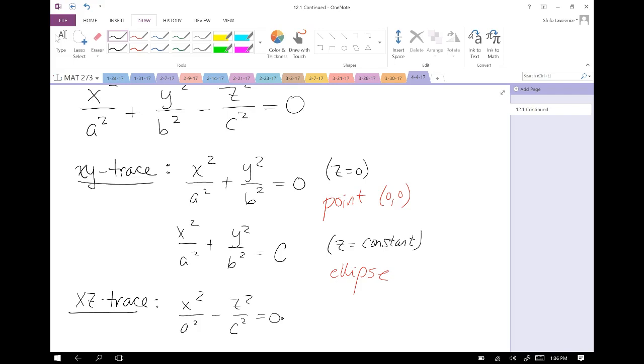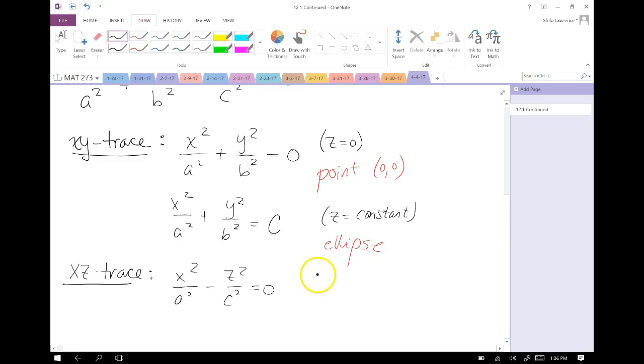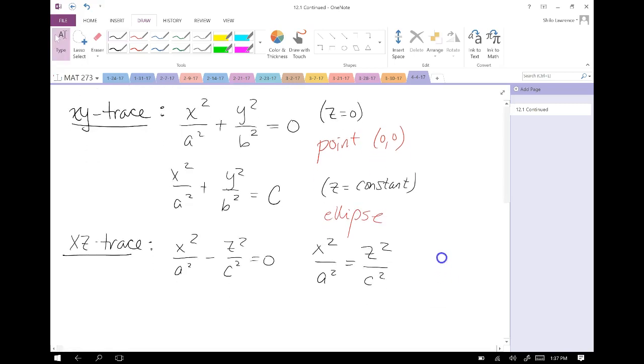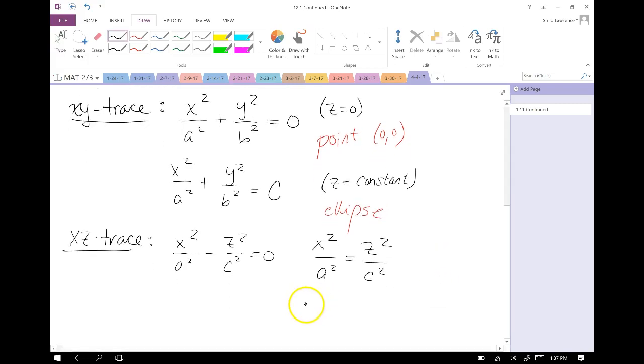Add z squared over c squared to the other side. If it was equal to 1, that wouldn't really help us at all. But since it's equal to 0, that helps. We could cross multiply. That at least gets rid of the fractions.